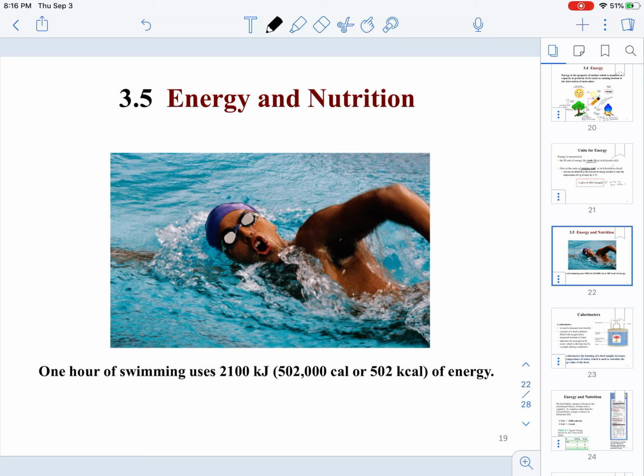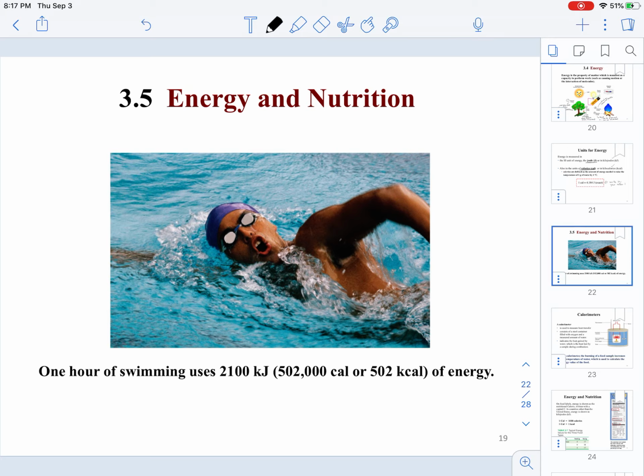So I want to give you one example. 1 hour of swimming utilizes 2,100 kilojoules, or in other words, 502,000 energy calories or 502 kilocalories. As you might have heard, swimming is a really good exercise because you burn a lot of calories, but it's really easy on the joints too.